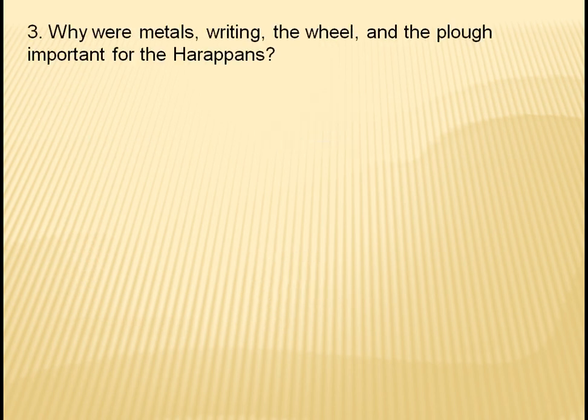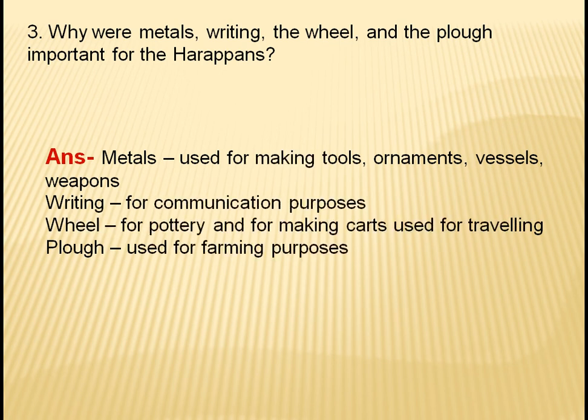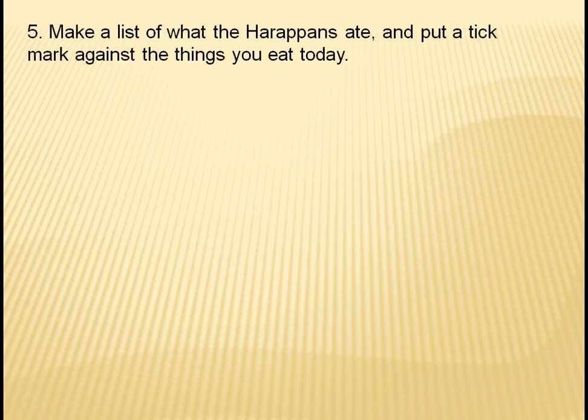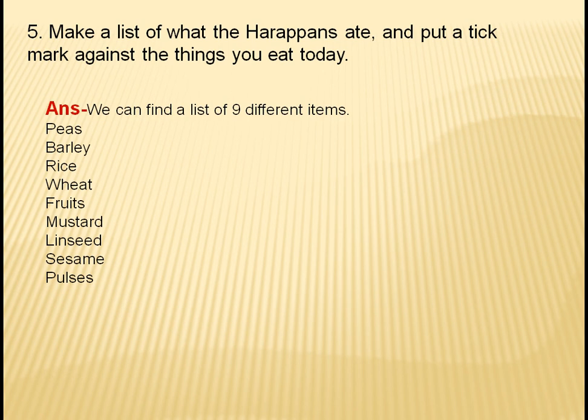Next, why were metal, writing, wheels and the plow important for the Harappans? So these were very important because of their uses. Metals were used for making tools, writing for communication and wheels for pottery and so on. Next, make a list of what the Harappans ate. Just now I was speaking to you, and what you are eating today, you have to tick it against. So these are the things which you are eating. Just have a tick mark.